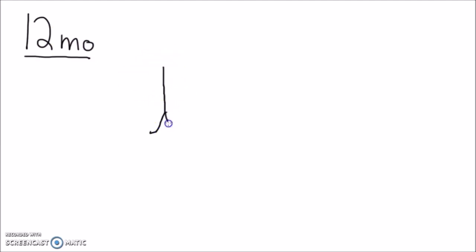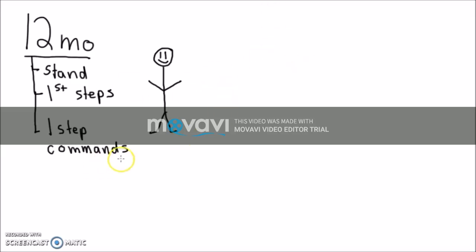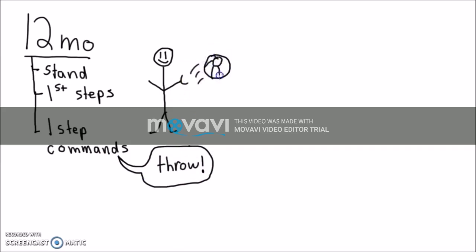At 12 months, or 1 year, the toddler should be standing. The number 1 looks like it's standing, and taking the first steps. It should also be able to use a pincer grasp and throw a ball. As for language, it should also be using its first words and following one-step commands, perhaps with a helpful gesture.